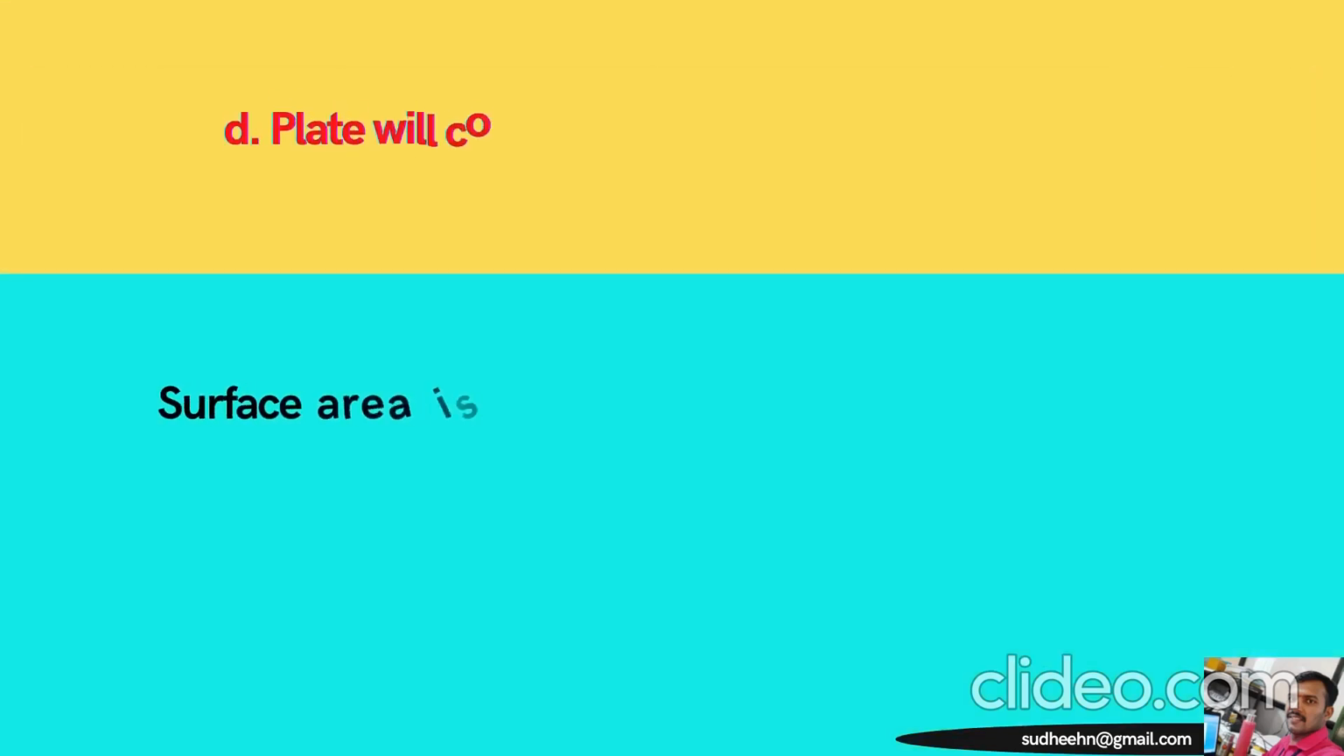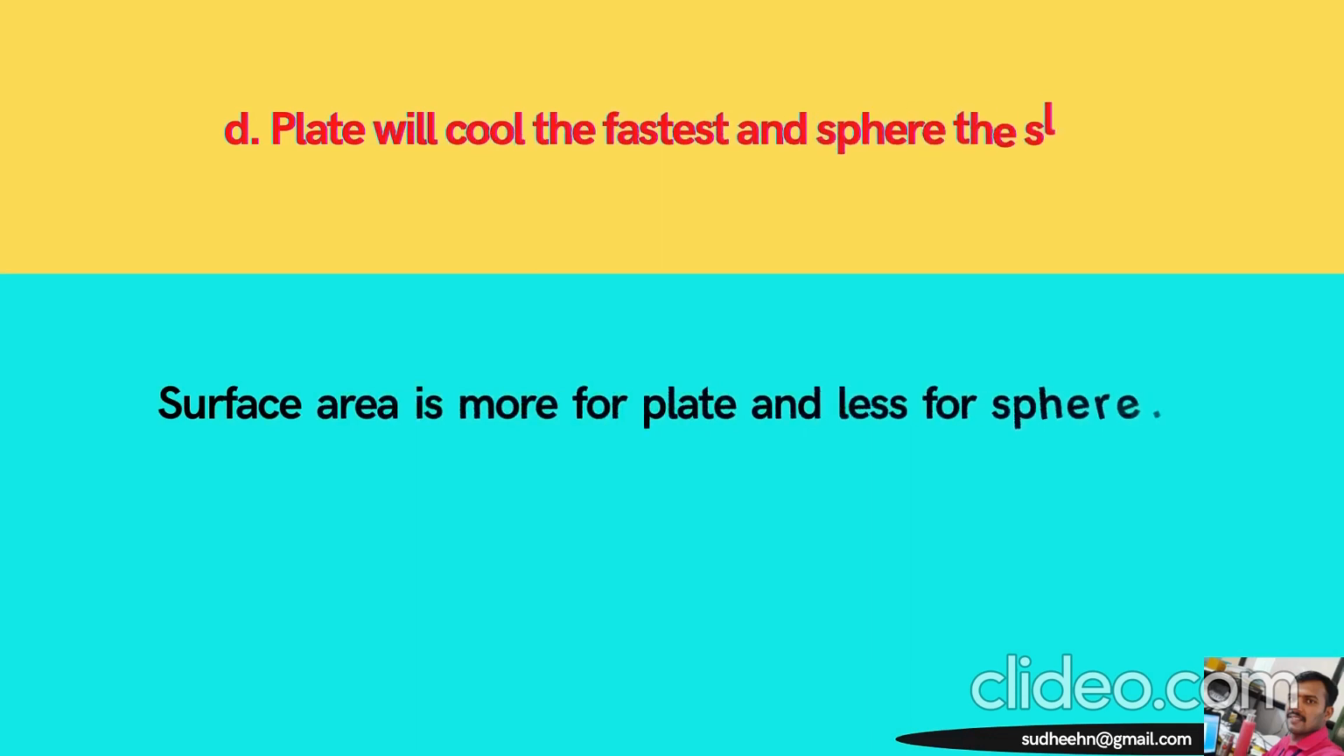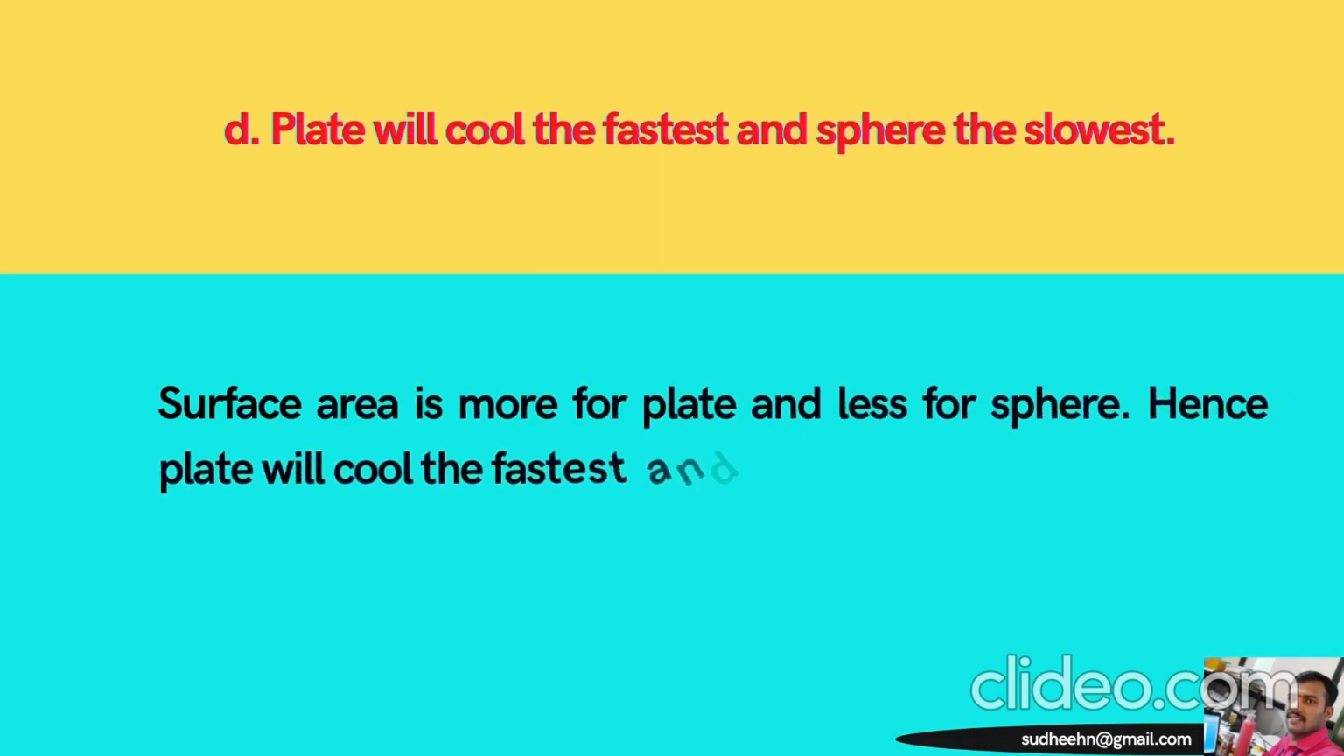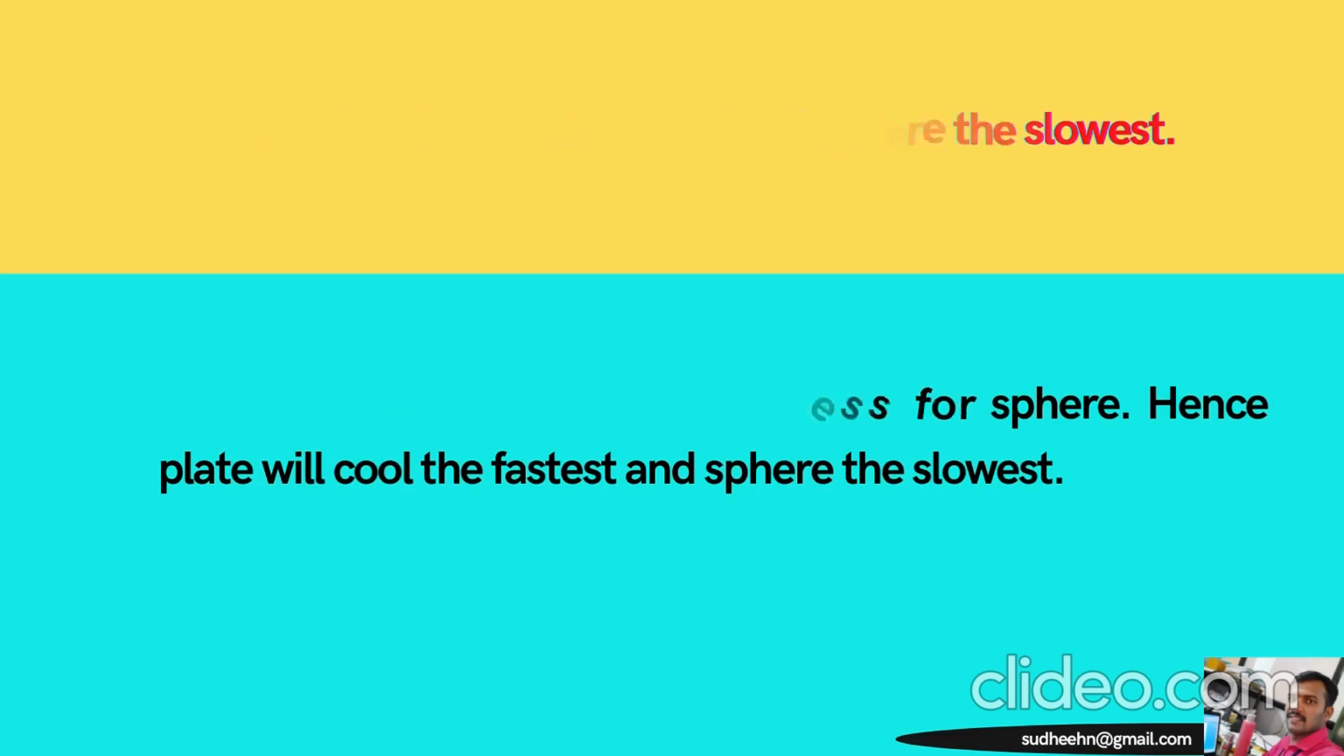And the right answer is option D, that is the plate will cool the fastest and the sphere the slowest, because the surface area or exposed area of the plate is more compared with the sphere. Hence the plate will cool the fastest and the sphere the slowest.